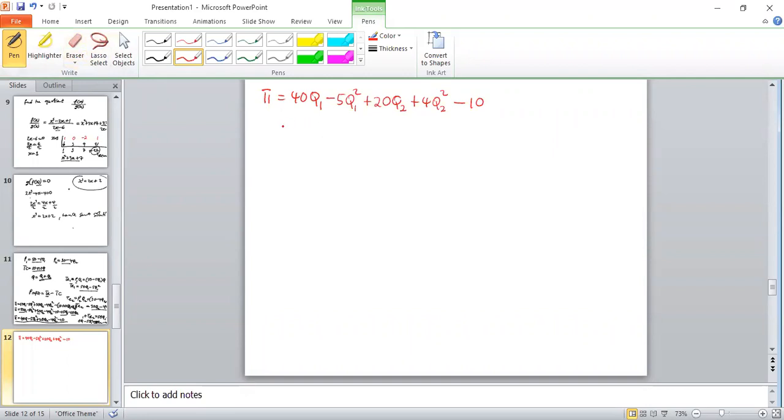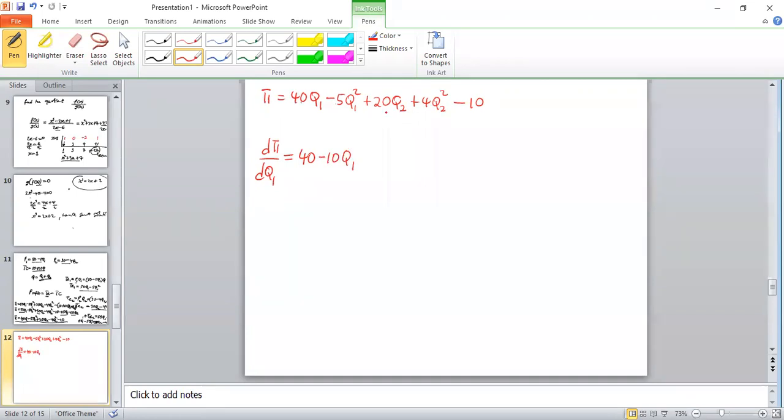We need to find Q1 and Q2, so we are going to differentiate. d pi dQ1: we are differentiating with respect to Q1, so Q2 in this case is a constant. The differentiation of 40Q1 gives just 40. The differentiation of negative 5Q1 squared, 2 times negative 5, gives negative 10Q1. Are we together?